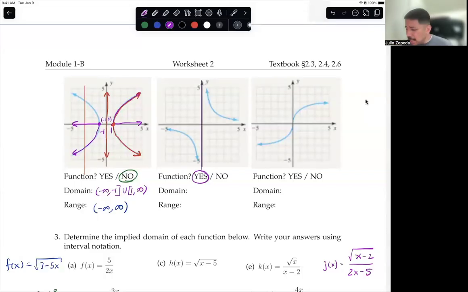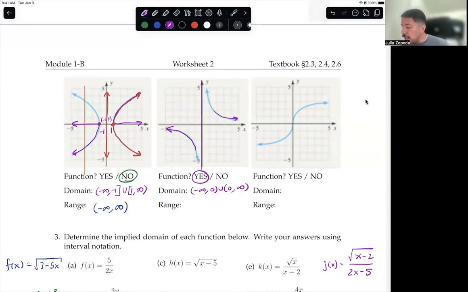The domain, it looks like it goes basically to the left forever and to the right forever, but there is this gap in the middle. That is a vertical asymptote. So the domain will be negative infinity to 0, union 0 to infinity. We don't include 0 because of that vertical asymptote. This function never takes on the value 0.